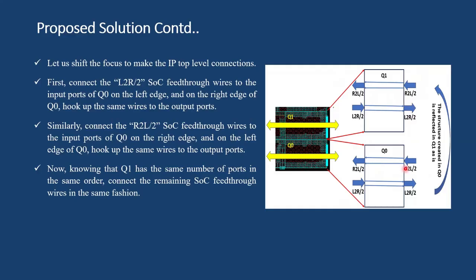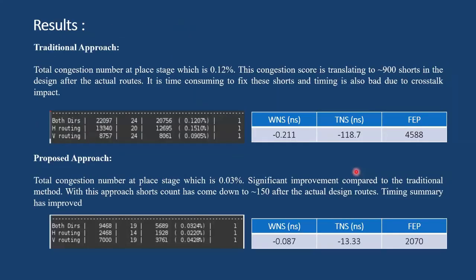So instead of dealing with 6K signals, we have to deal with only 3K signals in this partition. And these SoC feedthrough signals are also extra lines which are going over this partition, apart from the intended design related to this queue partition. So it's an overhead. So by doing so, now the results are here.